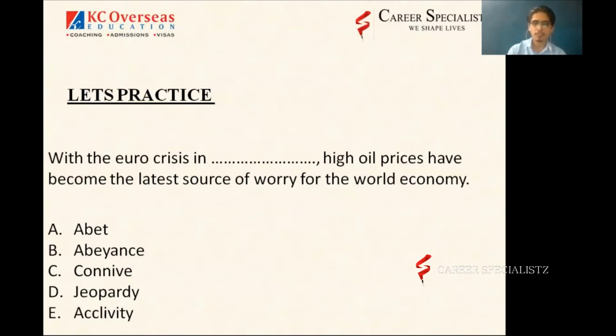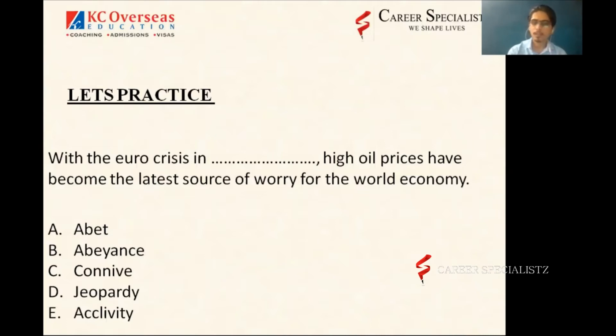So the first question that now pops up on the screen is from the category of text completion, where you have a blank and you have 5 options through which you can find the correct answer. The question says, with the euro crisis in dash, high oil prices have become the latest source of worry for the world. You have 5 different options which are present for you: abet, abeyance, connive, jeopardy, and acclivity.